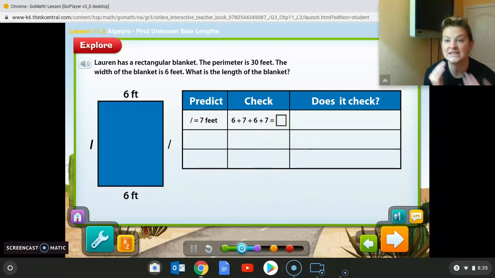So what happens when we add 6 and 6 and 7 and 7? Well, 6 plus 7 is 13. So if I have 2 of those, what do I got? 13 plus 13? 26. Is that our perimeter? No. All right, so we're going to try again.